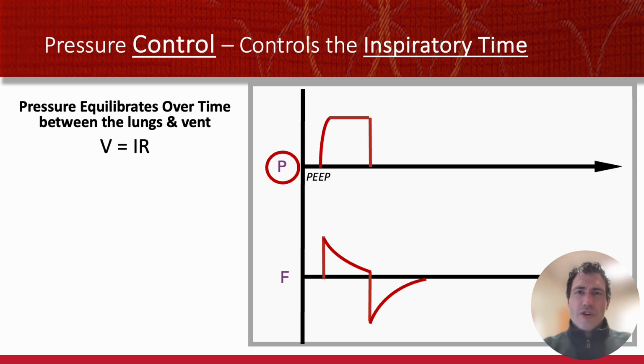Again, pressure control controls the inspiratory time. You turn the pressure on, and it delivers that pressure for a set amount of time. So you can make mistakes and do things like increase your inspiratory time way too long for the patient in front of you. Does this change the initial slope of your airflow? Of course not. V equals IR doesn't change. Does it change how far down it goes?